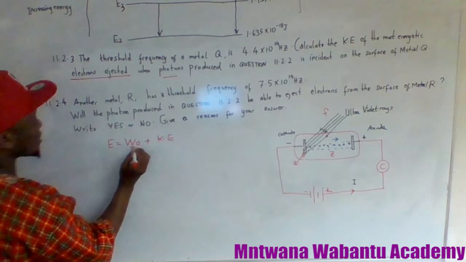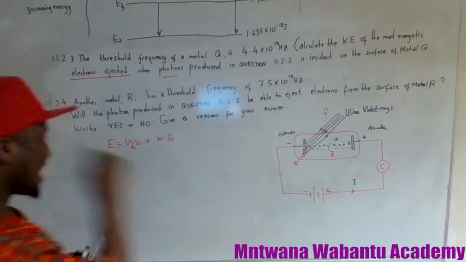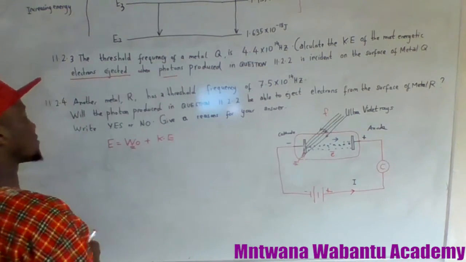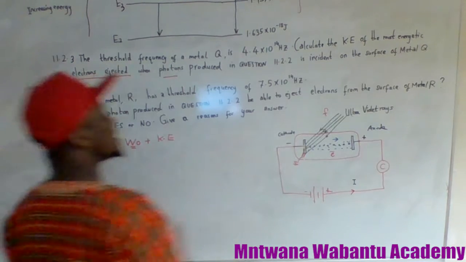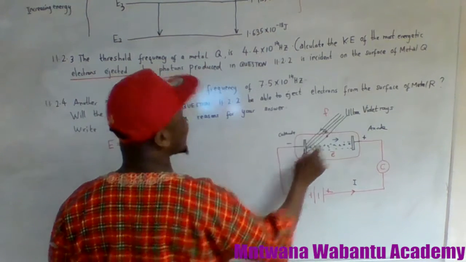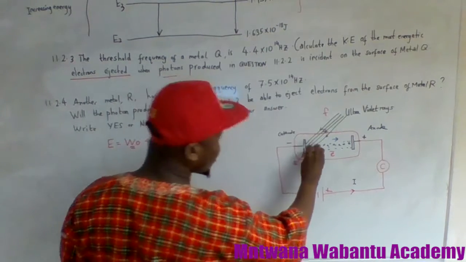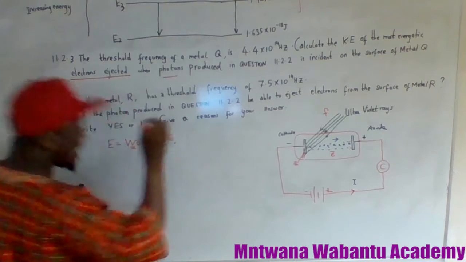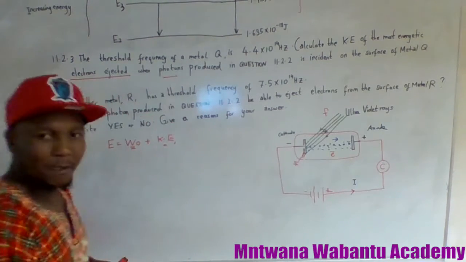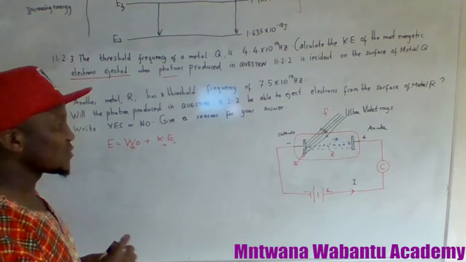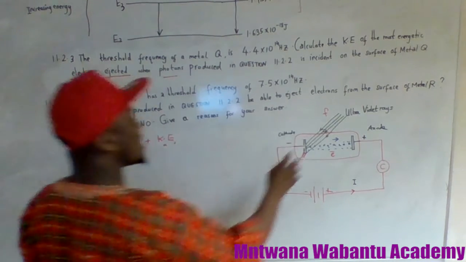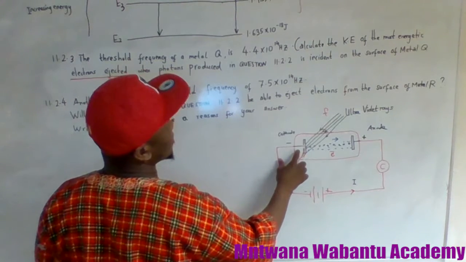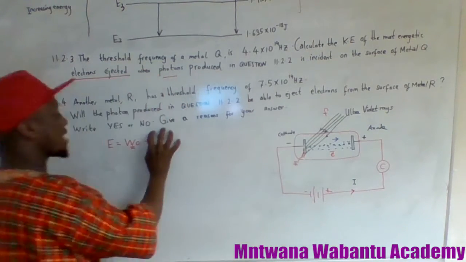Let me explain this threshold frequency again, mathematically. If this light comes and has a higher frequency, it means the electron is going to be emitted from the cathode to the anode. If it's emitted, it means we're going to have a kinetic energy because they're going to be moving. But in the second case, if this frequency is less than the frequency of the metal plate, it means we're not going to have a kinetic energy.